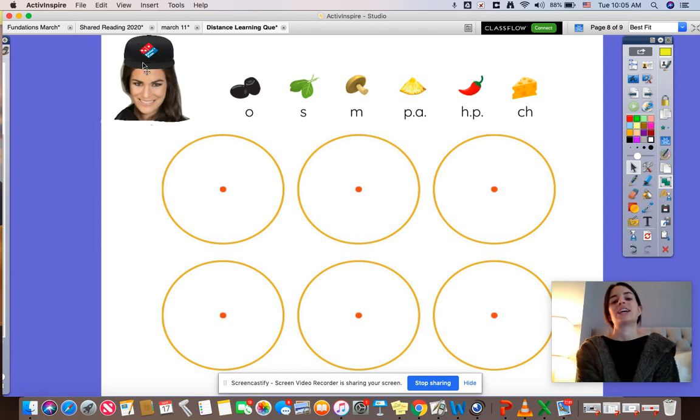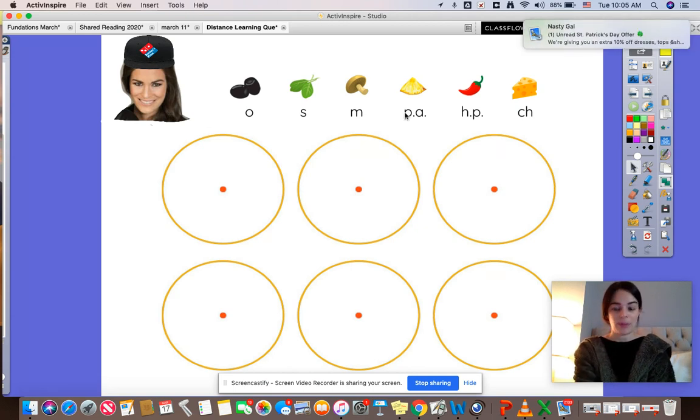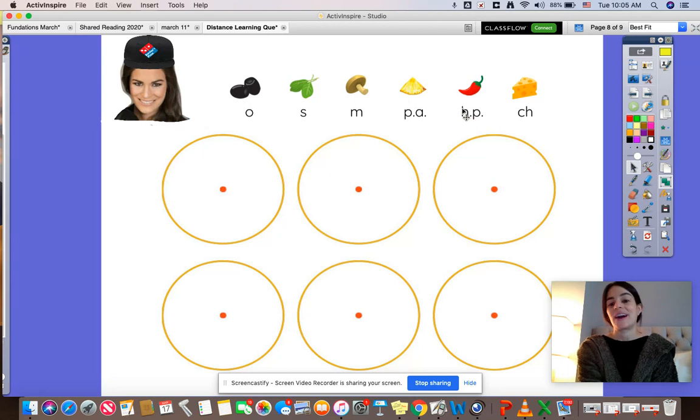And at this pizza shop, you can order lots of different things. You can order on your pizza olives, an O for olives. You can order spinach, an S for spinach. You can order mushroom pizza, an M for mushroom. You can order pineapple. That's Reed's favorite. I don't like pineapple, but he does. You can order hot pepper, HP, if you want a spicy pizza. And you can order CH, cheese, a cheese pizza.